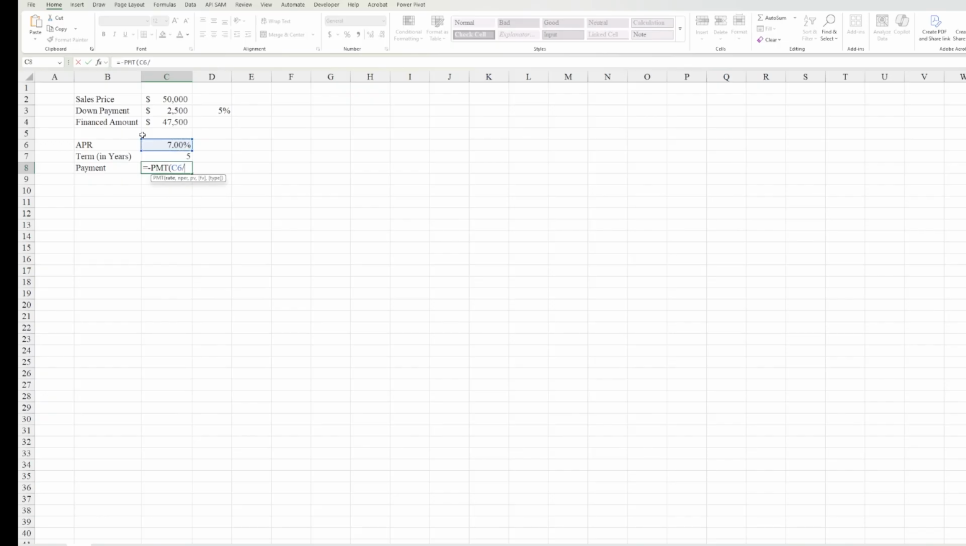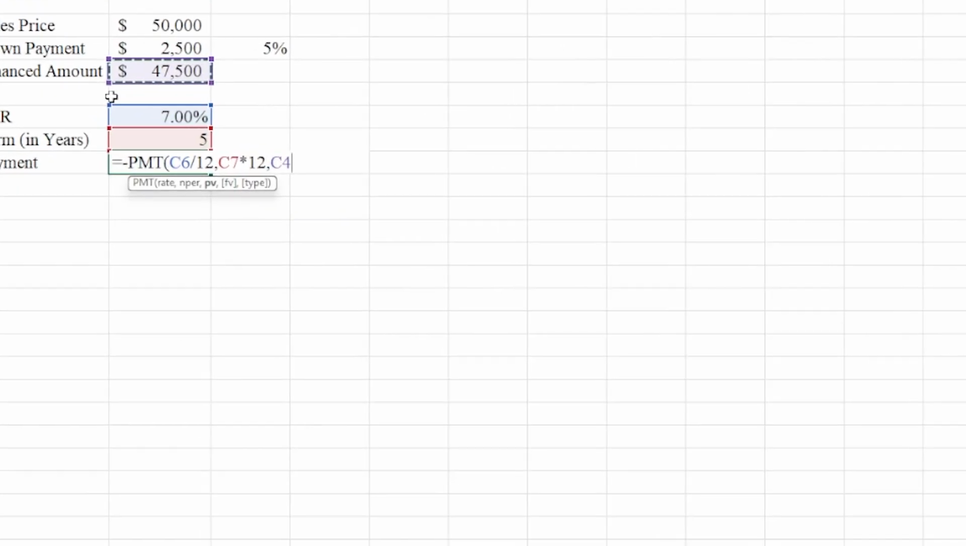And our payment is going to be equals PMT. It's going to be our rate, which is divided by 12, and number of payments is going to be term in years times 12, and the present value is going to be the financed amount. Rate, number of payments, present value. Anytime you have a formula with square brackets, those are optional. You don't really need those.